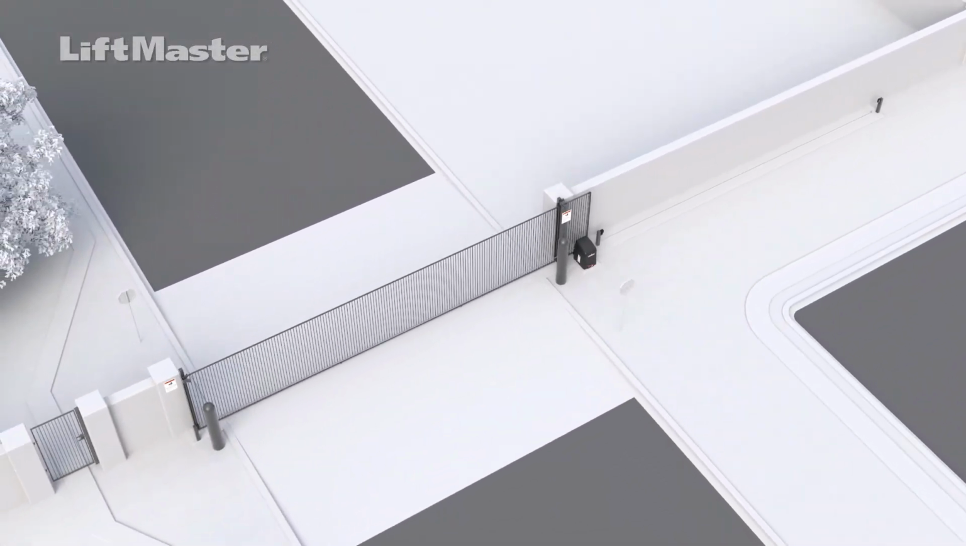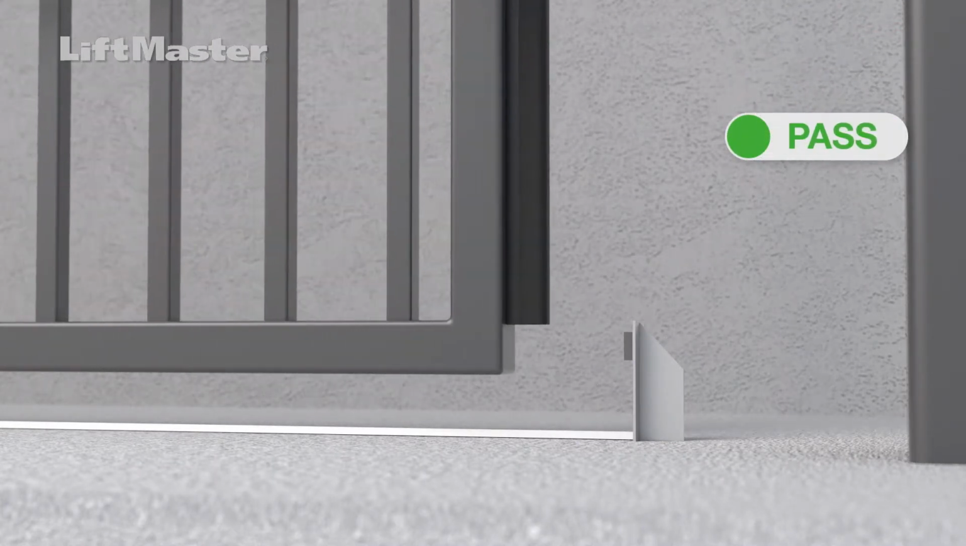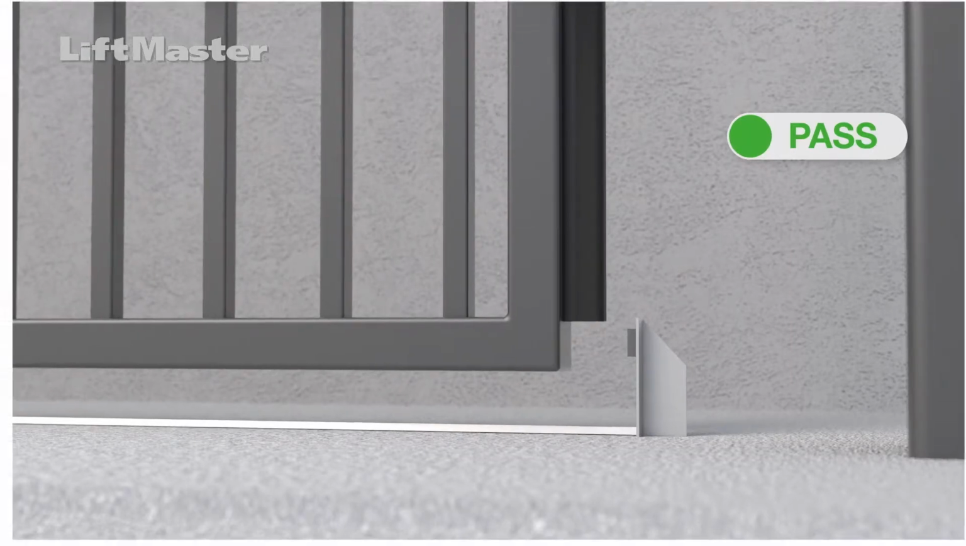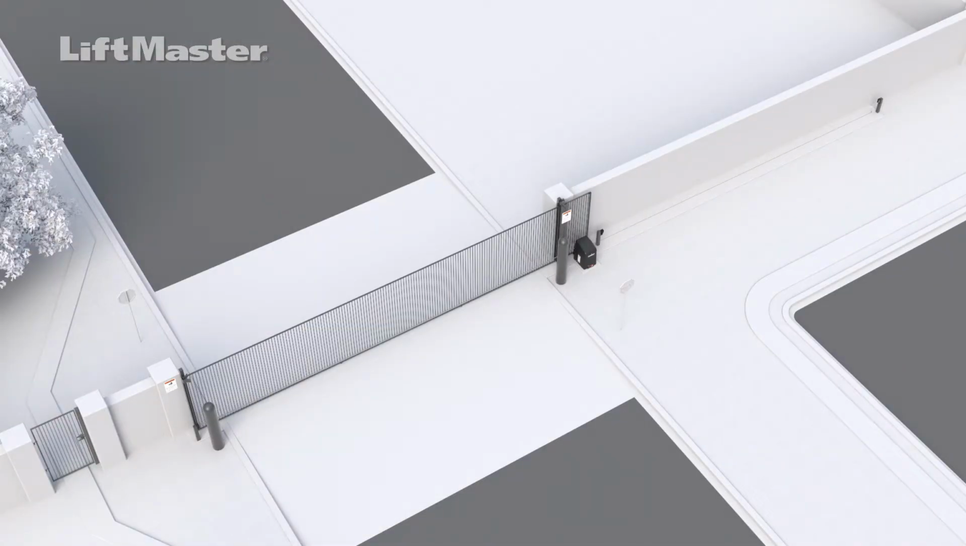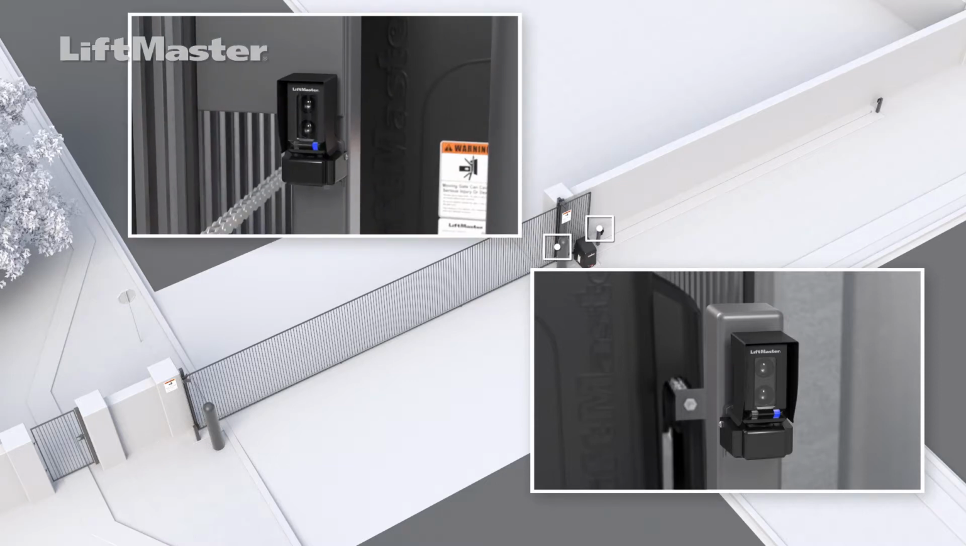Check for positive stops, which prevent a sliding gate from rolling past its intended open and close positions. Check for 2 external safety entrapment protection devices. There must be a minimum of 1 external monitored entrapment protection device in the open direction and a minimum of 1 external monitored entrapment protection device in the closed direction.